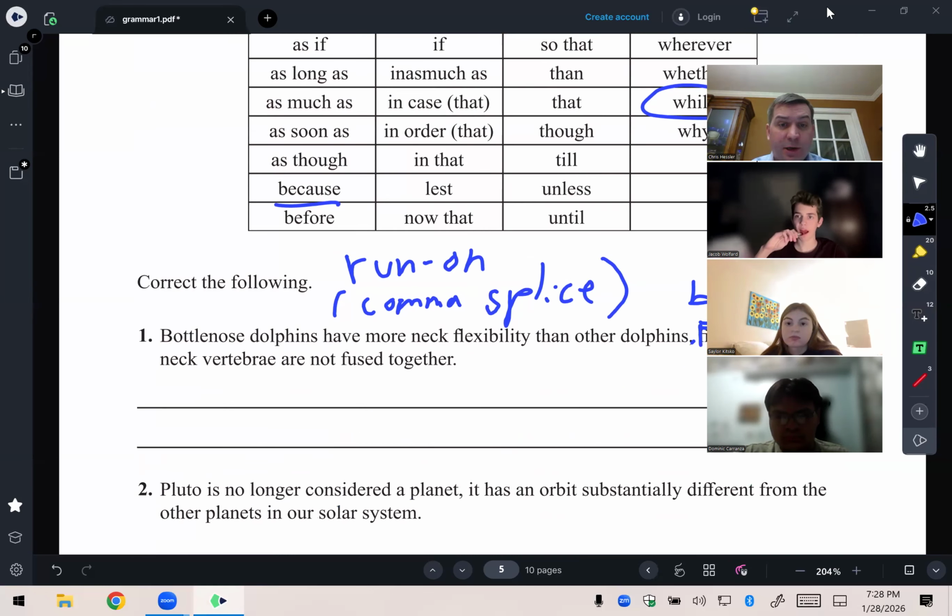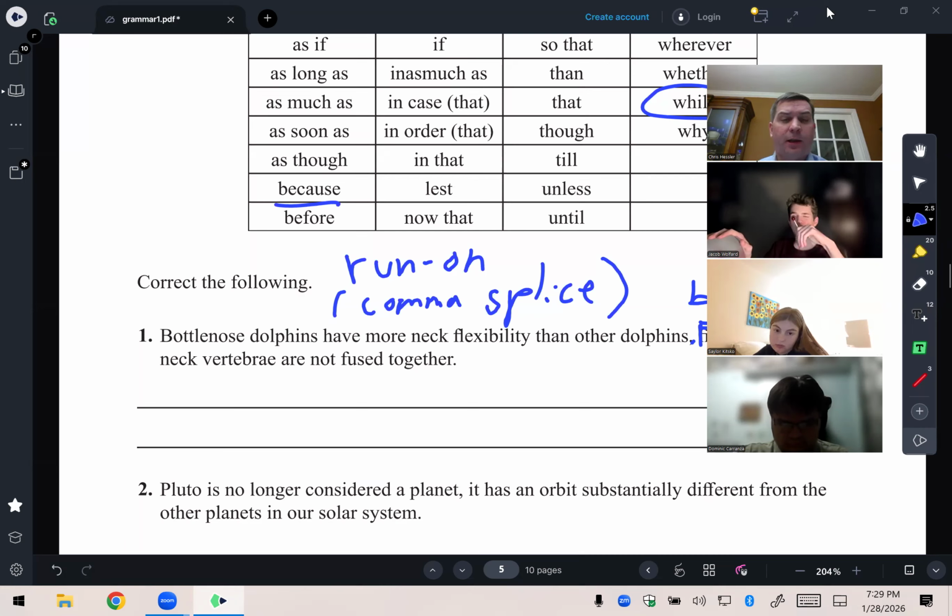Pluto is no longer considered a planet. It has an orbit substantially different from the other planets in our solar system. So this is definitely a run-on. I think we could fix this in all of the same ways we fixed the last one. I'm gonna make 2 sentences. We do that. That's fine. We could make this a semicolon. That would work. These are related concepts, right? We could definitely connect these with a semicolon. Pluto is no longer considered a planet for this reason.